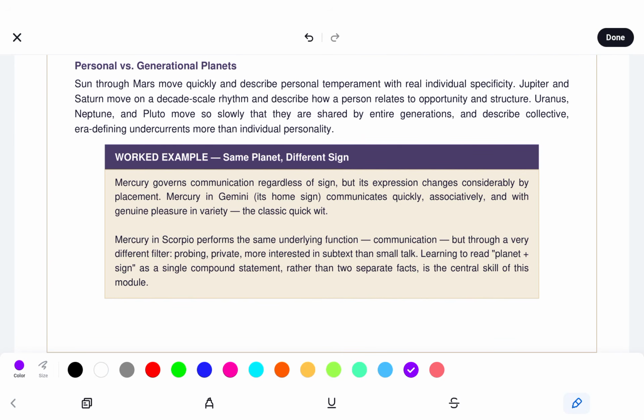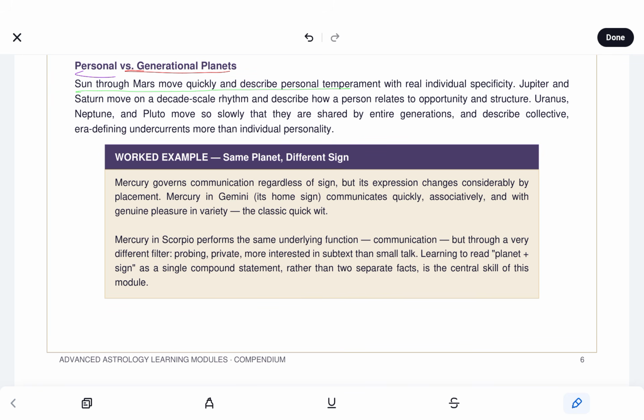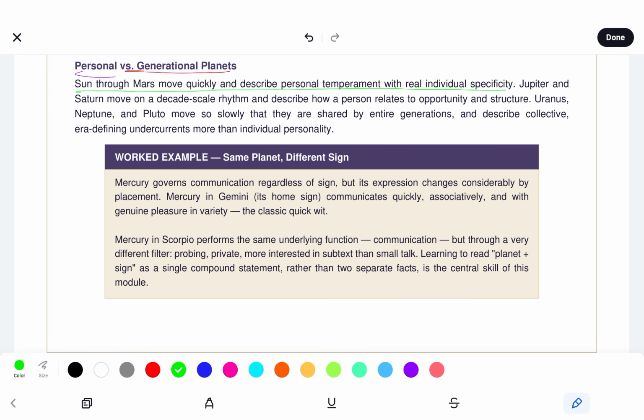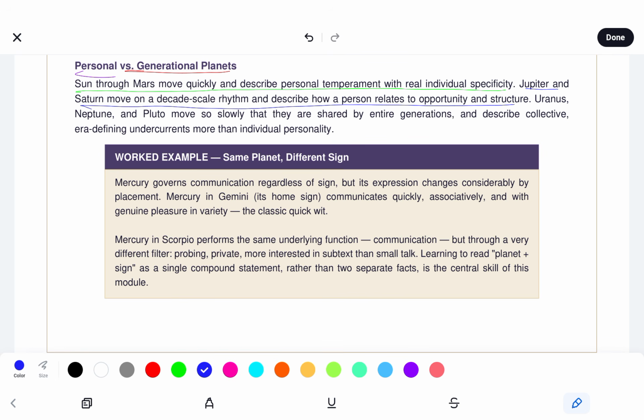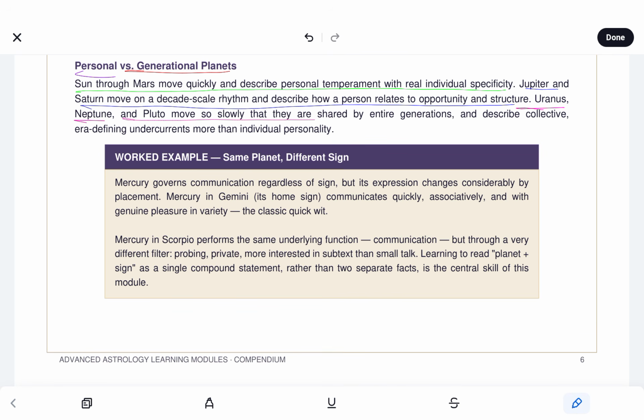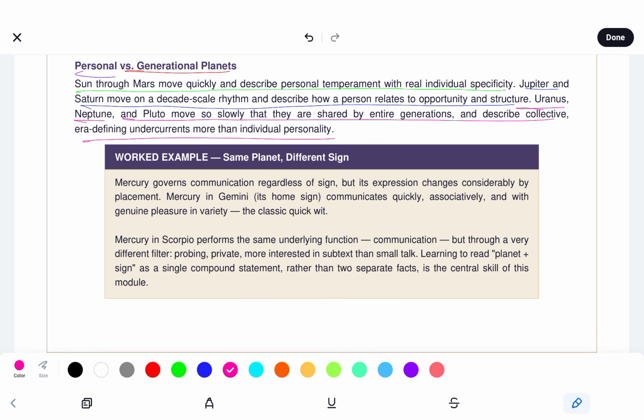Personal versus generational planets. Sun through Mars move quickly and describe personal temperament with real individual specificity. Jupiter and Saturn move on a decade-scale rhythm and describe how a person relates to opportunity and structure. Uranus, Neptune, and Pluto move so slowly that they are shared by entire generations and describe collective, era-defining undercurrents more than individual personality.